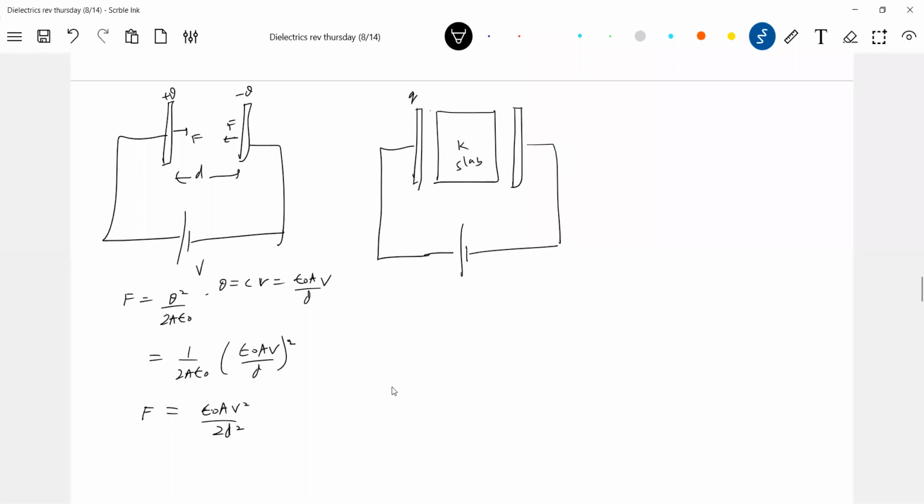So the charge will no longer be Q. It has to change because what was the earlier capacitance? C, no? So now the new capacitance will be K epsilon naught A by D. So the new charge should be C dash into V. This will be the new charge.